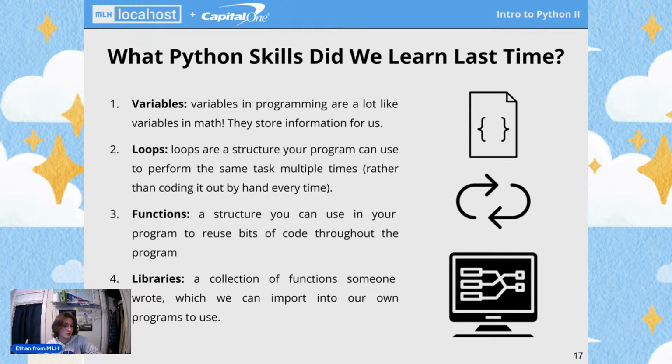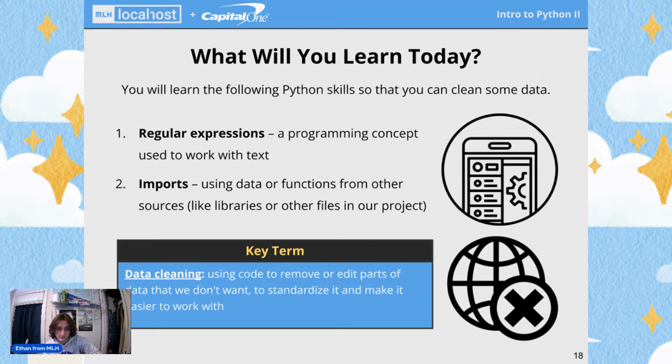So what Python skills did we learn last time? If you were here with me, we got variables, loops, functions, and libraries. Variables being like they are in math, like we talked about. Loops are the structure of your program that could perform the same task multiple times. Functions allow you to reuse bits of your code throughout the program, and libraries are collections of functions that someone else wrote, which we can import into our own program to use.